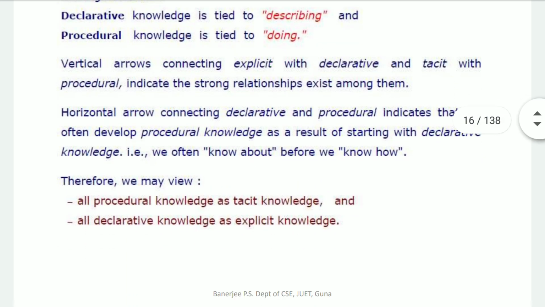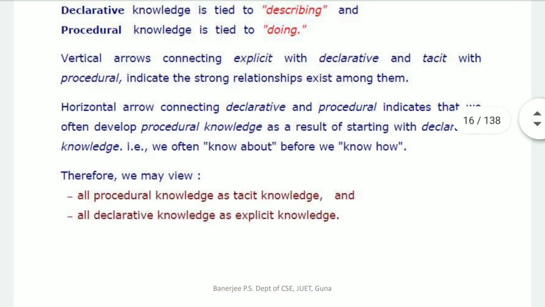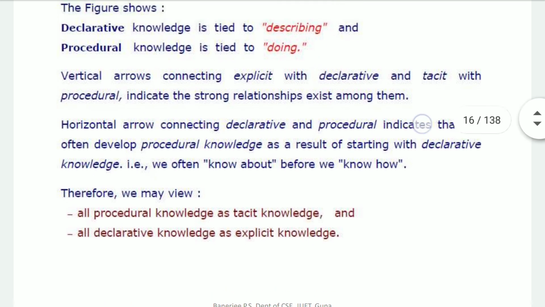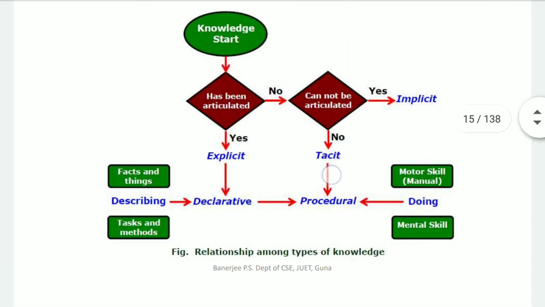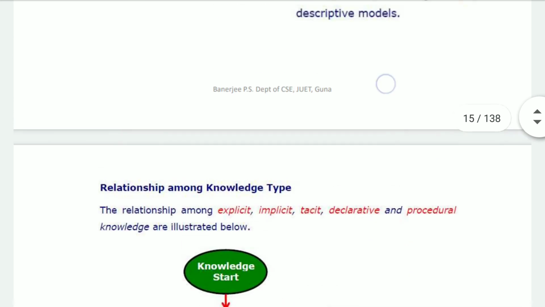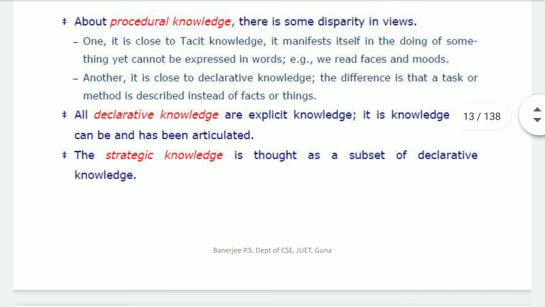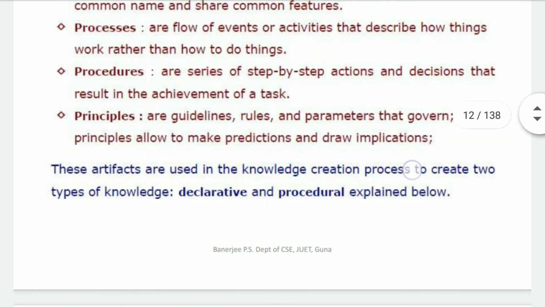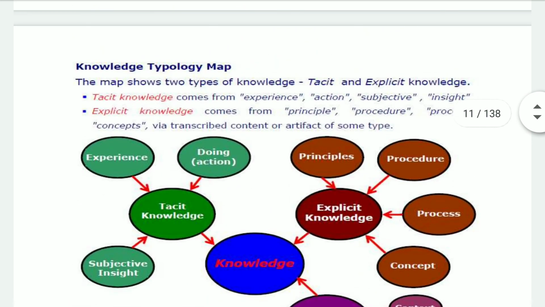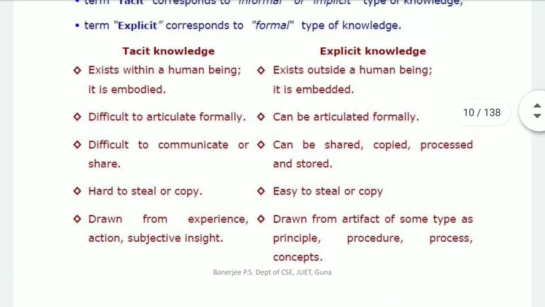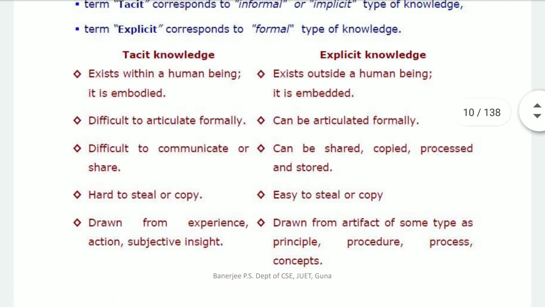How can you correlate procedural knowledge with tacit knowledge? How can you correlate declarative knowledge with explicit knowledge, right? You have to go through this. You definitely have to go through this diagram, right? I have described it in the difference part, and definitely just run through these previous slides once. Obviously read very precisely about tacit and explicit knowledge.